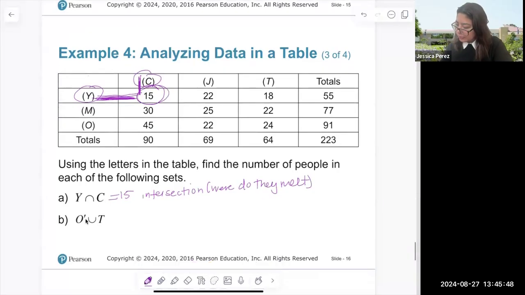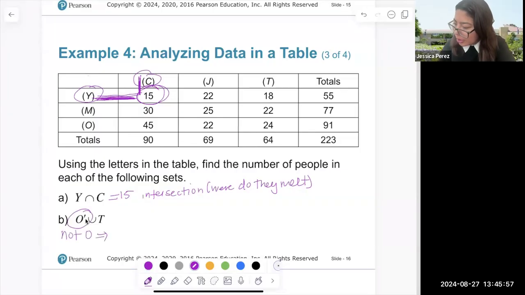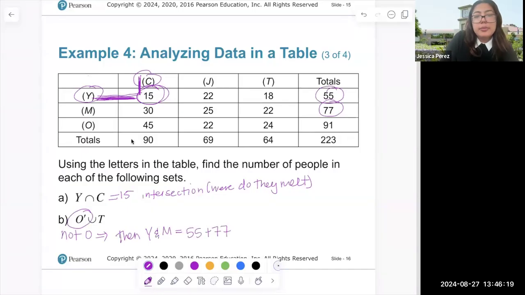What about the next one? The next one is saying not O. So you're removing the O. If you're not O, that means then you are Y and M. So you're 55 and 77, because you're not going to be the number of over 33. Because it's not O, the complement means not. Then you are Y and M, so you're 55 and 77, or T.